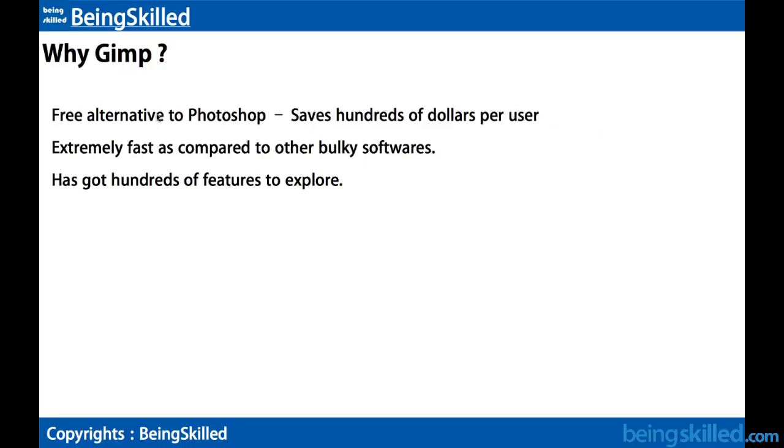So GIMP is a free alternative to software like Paint, Photoshop. Photoshop costs you about hundreds of dollars per user. So eventually you are saving lots of money. GIMP is extremely light, which makes it extremely fast as compared to other bulky software.